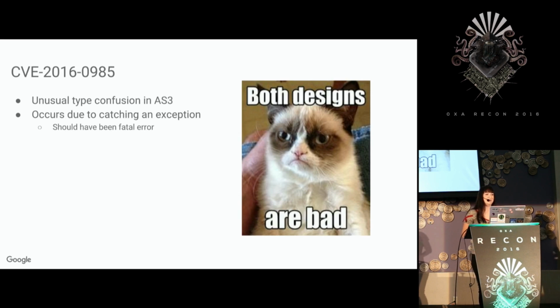That said, you can still find type confusion bugs in ActionScript 3, and I'm going to give you an example of an atypical ActionScript 3 bug that involves type confusion I found. And it has to do with how exceptions work in ActionScript. And for VMs, figuring out what to do with exceptions is actually quite hard. I have my grumpy cat here, and he's saying both designs are bad, because there's two ways you can handle exceptions from natives, and both of them have their problems.